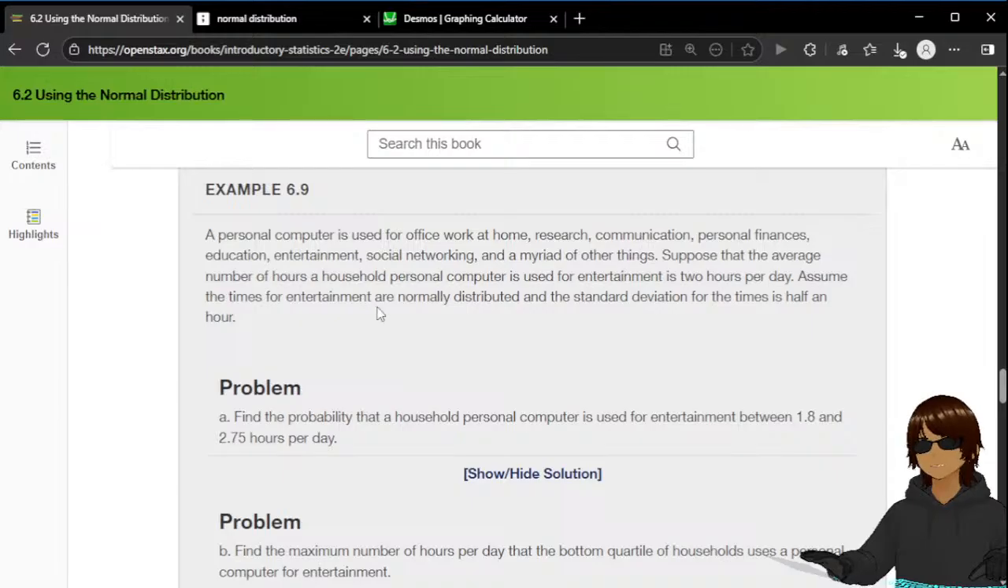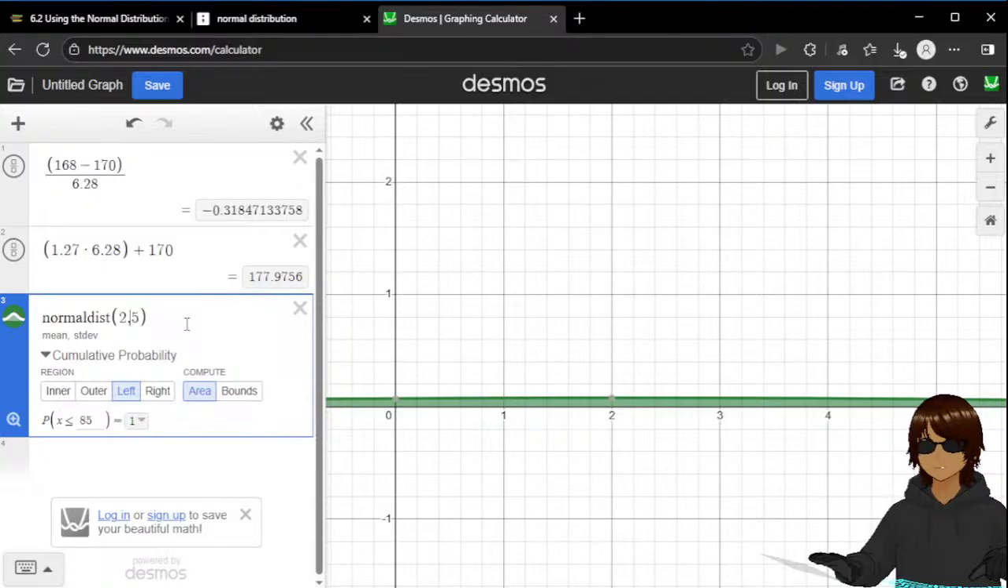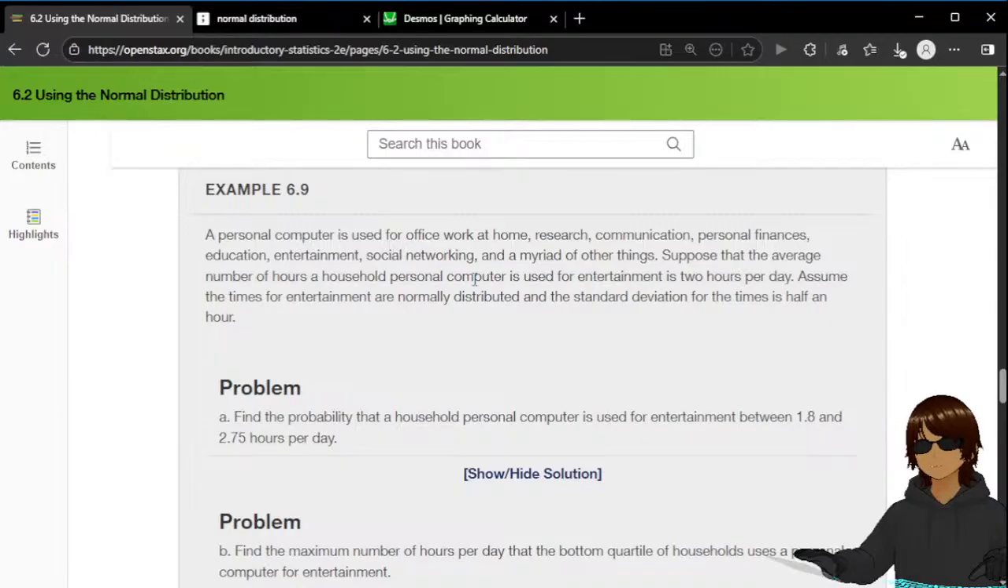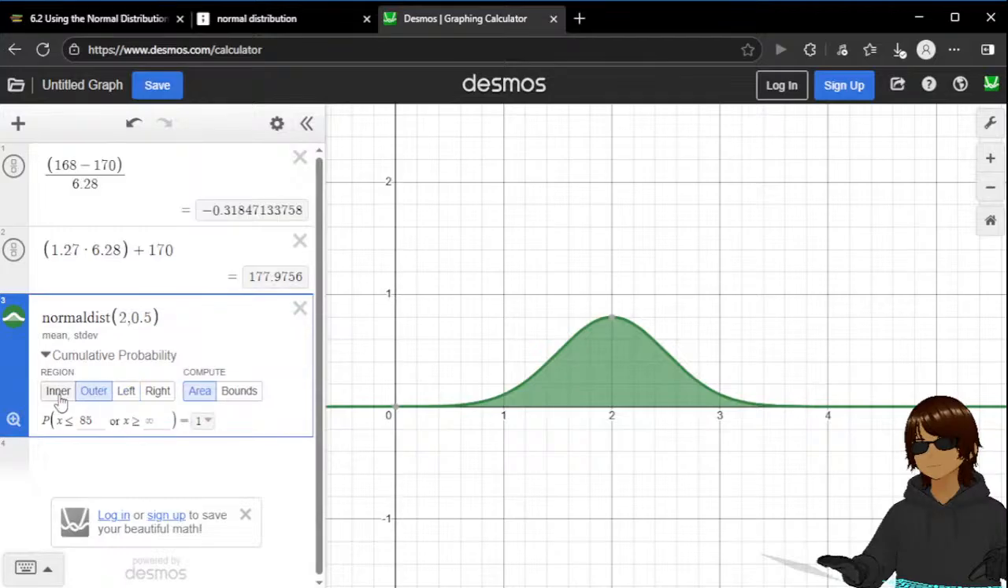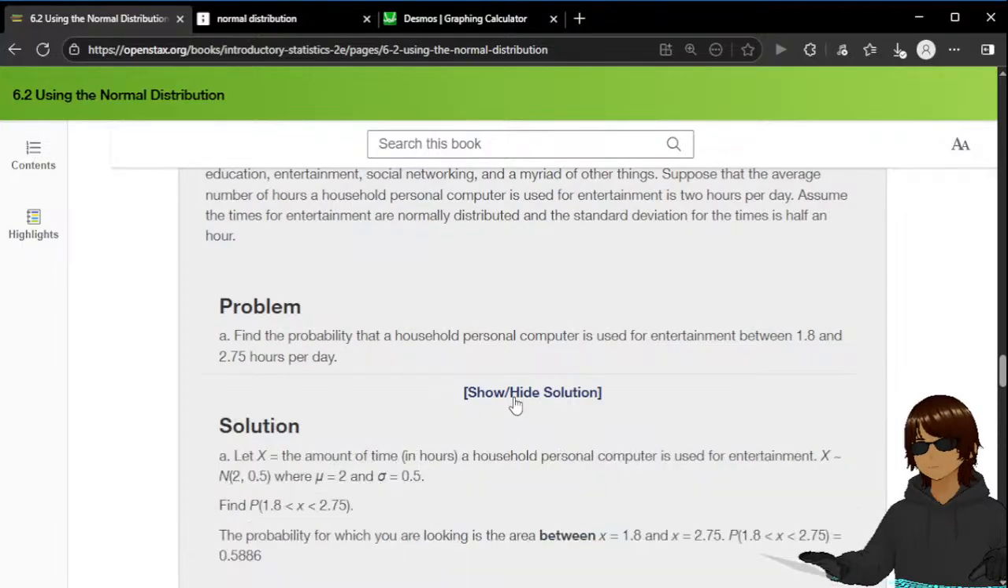Assume the times for entertainment are normally distributed and the standard deviation for the times is half an hour. So 30 minutes. So 2 hours and half an hour. Find the probability that a household personal computer is used for entertainment between 1.8 and 2.75. 1.8 and 2.75. 0.589.